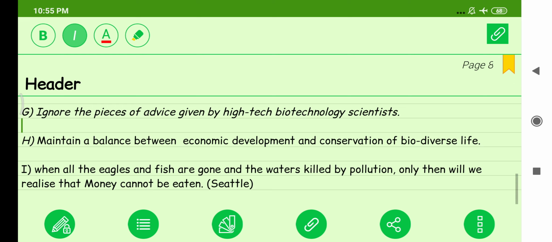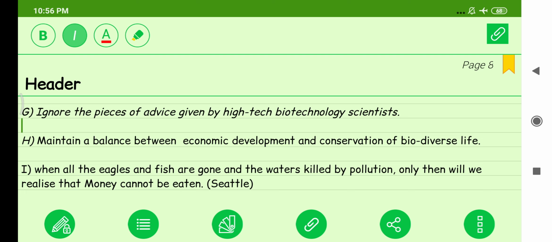Finally, this lesson ends with a quote by a Native American chief, Seattle. Seattle is his name, and he summarizes the whole chapter in just one line. He says, "When all the eagles and fish are gone and the water is killed by pollution, only then will we realize that money cannot be eaten." So money cannot be eaten, it is literally also true.